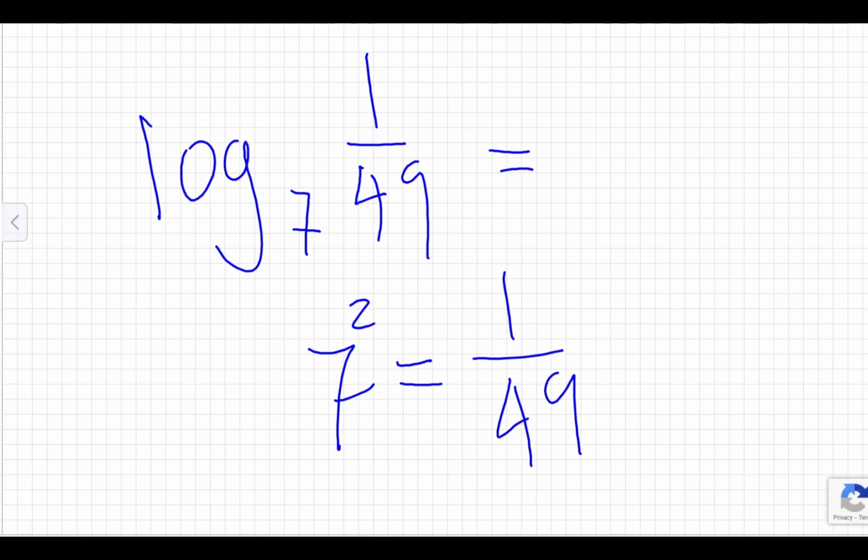So in that case, that means that it's a negative exponent. So that's how you deal with negative exponents.